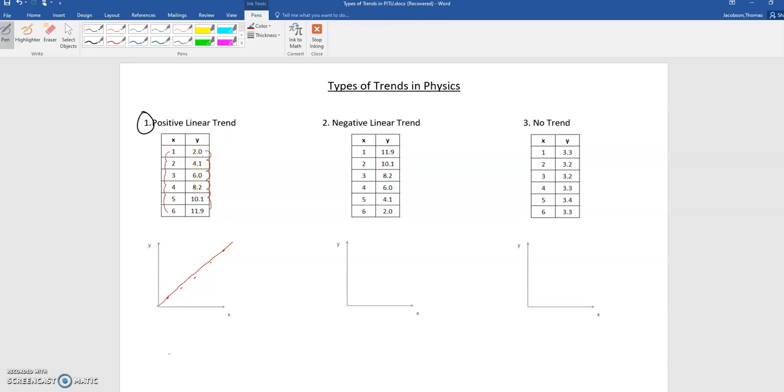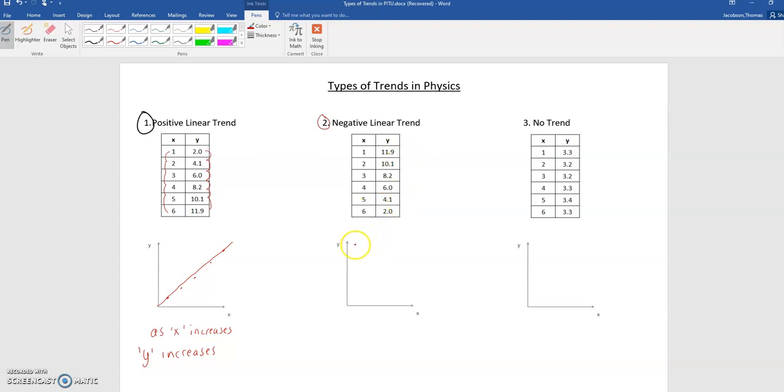So by looking at that graph, you can make a statement that says as x increases, our variable y also increases. Now, when we come to number 2 over here, you can see that as x increases by 1 each time, the variable y decreases.